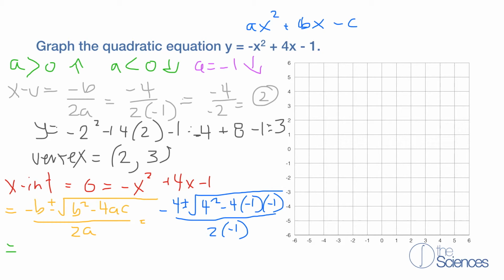So now what we get is negative 4 plus or minus the square root of 4 squared is 16 minus negative 4 times negative 1 is 4 times negative 1 is 4, over negative 2. 2 times negative 1 is negative 2. So now we have negative 4 plus or minus 16 minus 4 is 12, square root of 12 over negative 2.